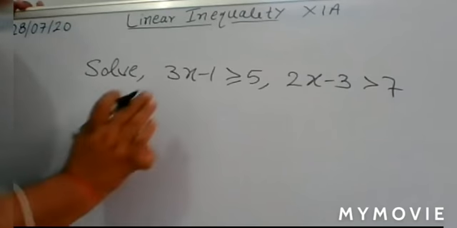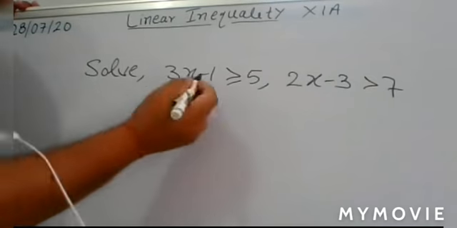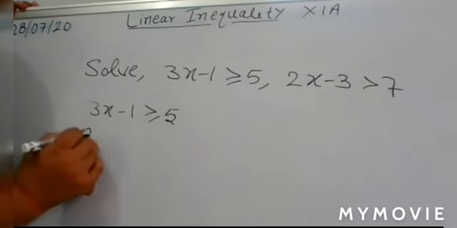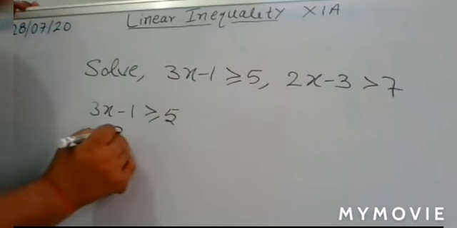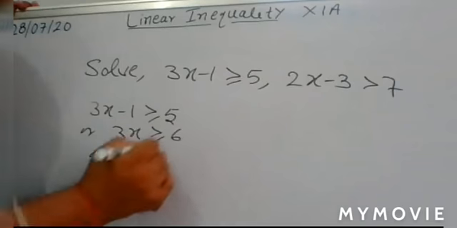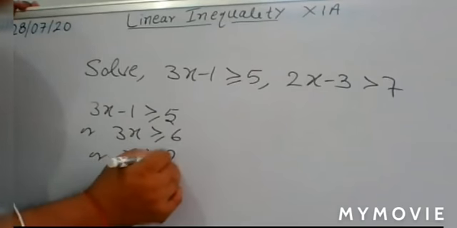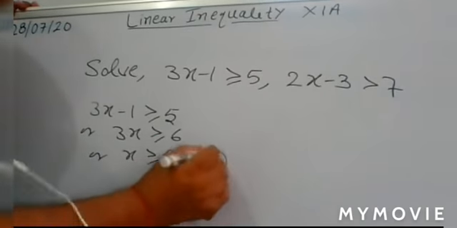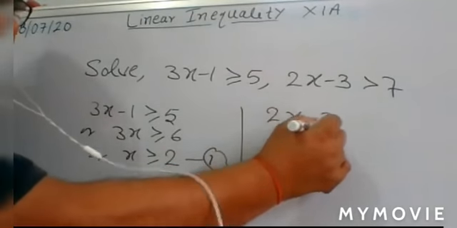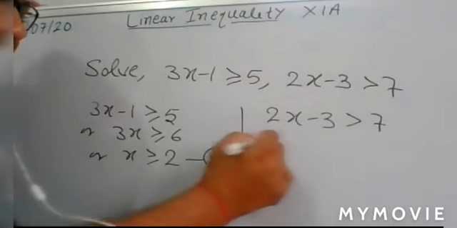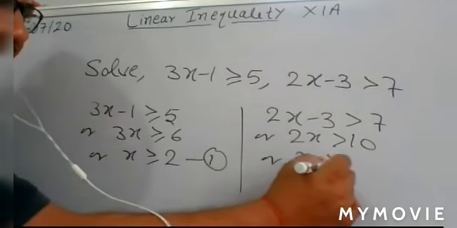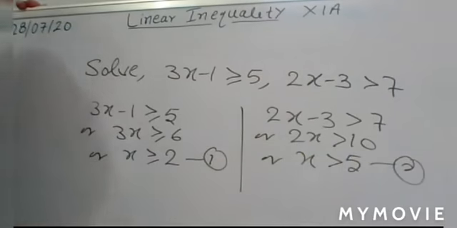Understand? So if you want to find your first result, here you have 3x minus 1 greater or equal to 5. Now adding 1 both sides, you have 3x greater or equal to 6. Dividing by 3, you have x greater or equal to 2. That is your first result. In the same way, take the second one, 2x minus 3 greater than 7, or 2x greater than 10, and here you have x greater than 5. That is your second result.